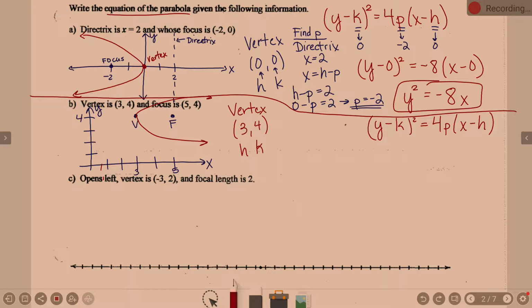I like to write that equation out so I have it in front of me and I know which one I'm filling in. What else do I need to know? P. Thoughts about P? 2. Why? I just counted the numbers. If you're a picture person, does that work? P is the focal length, which is the distance between the vertex and the focus, so P is 2.